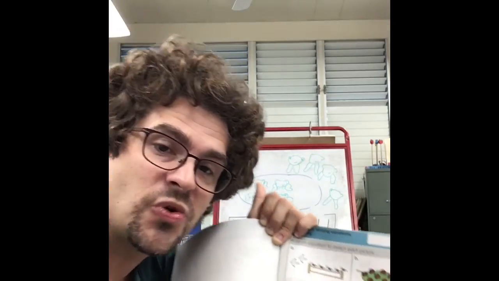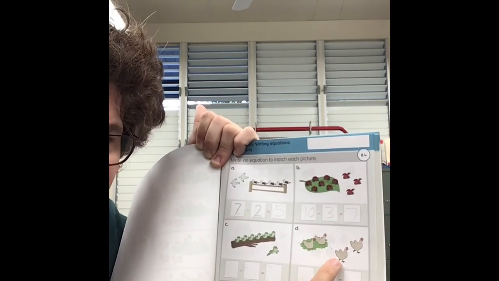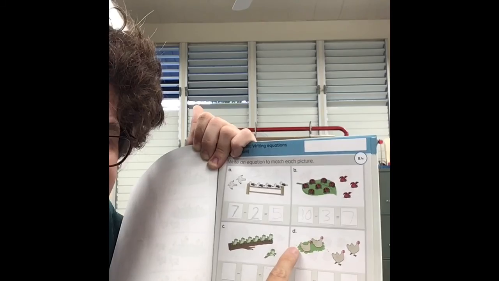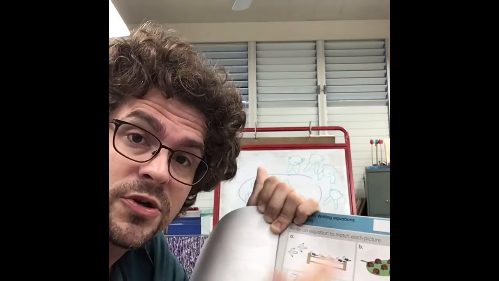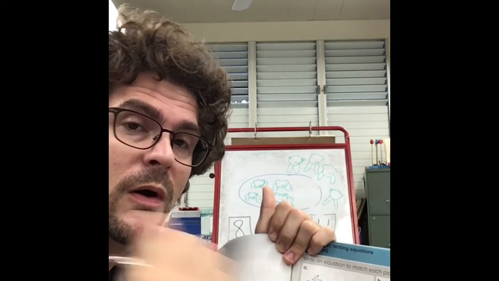Just tell yourself the story about what's going on in that picture. How many chickens are hanging out? Well, 2 of them are walking away. How many chickens are still left to play? Make sure you're doing that when you're trying to figure out what these are trying to ask you to do, and that'll help you out a whole bunch.